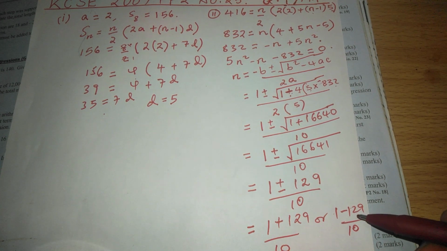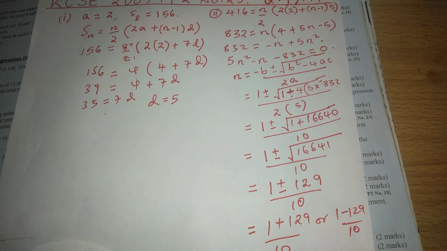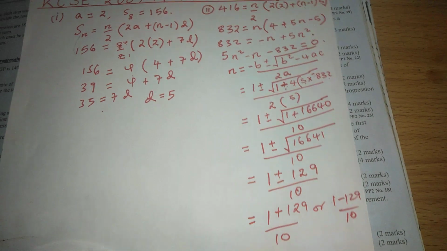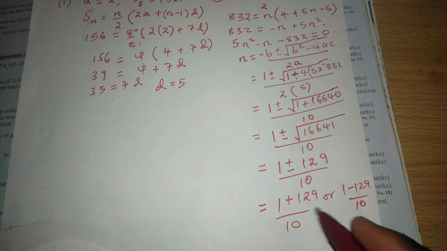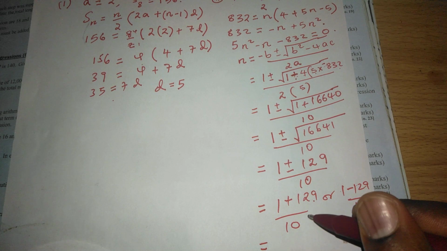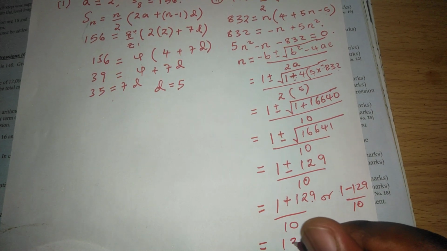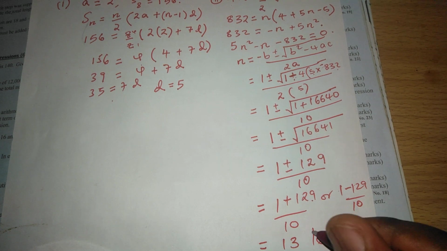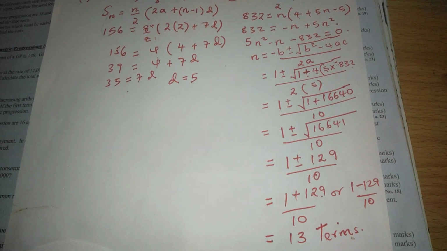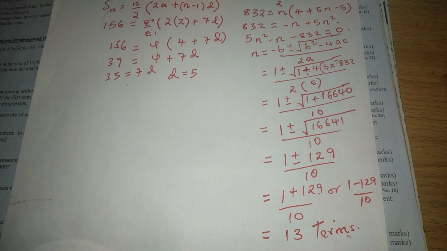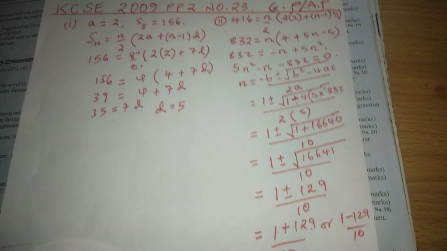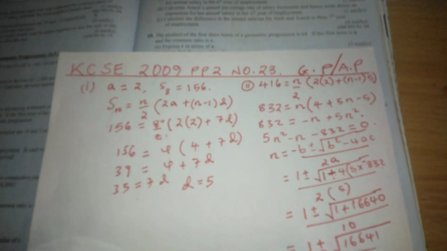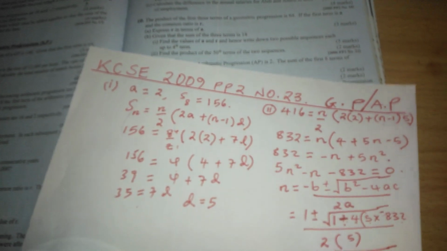And remember, we are calculating a certain number of terms. So a certain number of terms cannot be negative. So we omit this value of n and work with 130 divided by 10, which gives us 13 terms. So n is going to be 13 terms. So the number of terms in that progression, which gives a sum of 416, equals 13 terms.